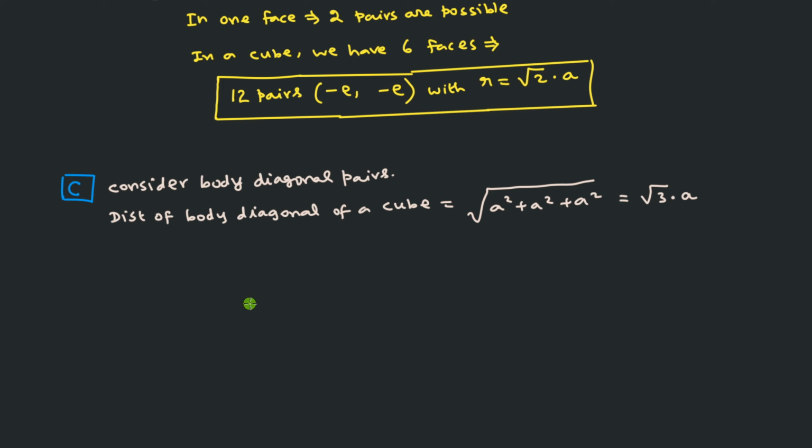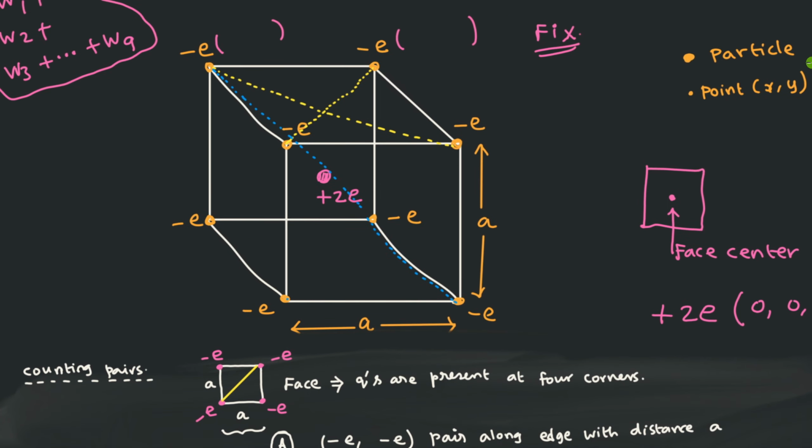How many pairs are possible? How many body diagonals can you draw? You can easily draw them, but you have to again and again see the diagram. So the blue color line, from here to here, one blue line is one pair. Another pair you can draw like this, from here, coming down like this and reaching the bottom charge. So that is the one. So this is the second possibility.